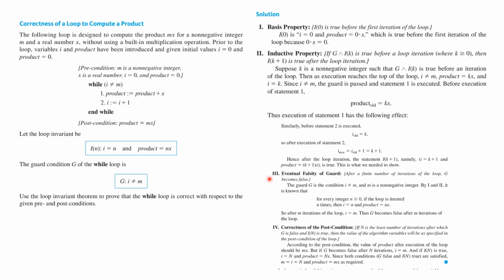We have to say, oh, does the process ensure that eventually the guard is false? Well, we're making I equal I plus 1 each time, so eventually it will get big enough such that I is equal to m. The guard is false and we can exit. And then do we get the correct answer? And if you trace through this, you'll find that you do get the correct answer. And so we do have the correctness of the post condition.